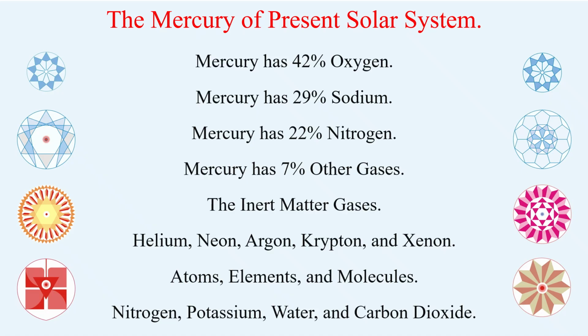The first planet which comes to my mind is Mercury of the present solar system, and Mercury has 42% oxygen, 29% sodium, 22% nitrogen, and 7% other gases. Inert gases, as in that picture, are helium, neon, argon, krypton and xenon. These are 5 inert elements present in Mercury, and the other atoms, elements and molecules are nitrogen, potassium, water and carbon dioxide. I think this is where the divine chemistry really makes a difference.